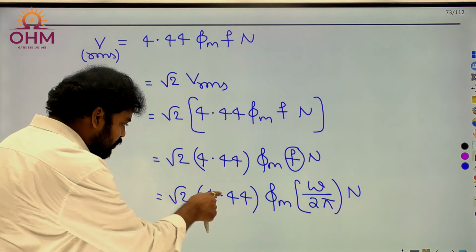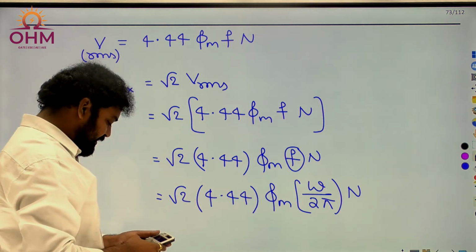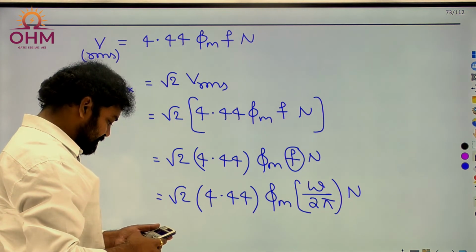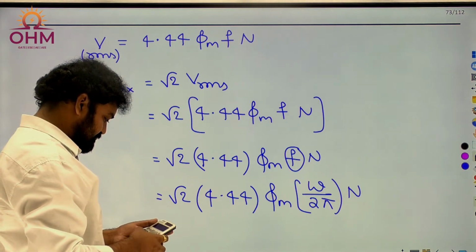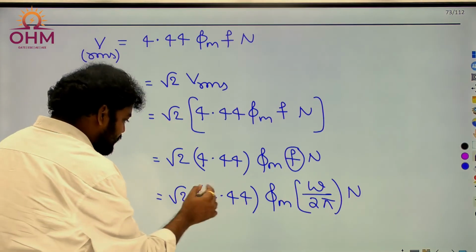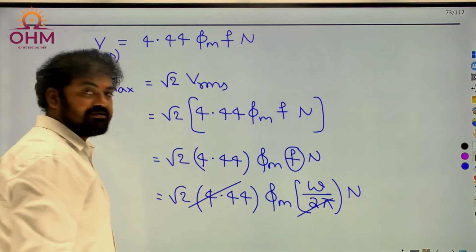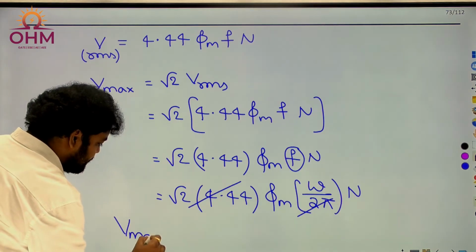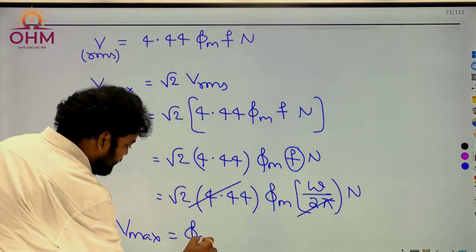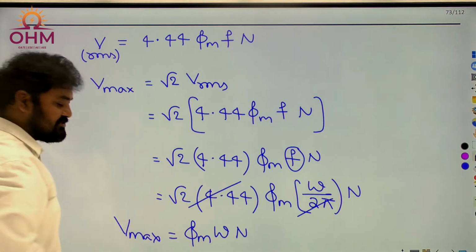Now you see root 2 into 4.44 by 2 pi, then what is the answer? Yes, it is equal to 1. So these will cancel each other. Therefore, maximum voltage is equal to simply phi m omega into number of turns.